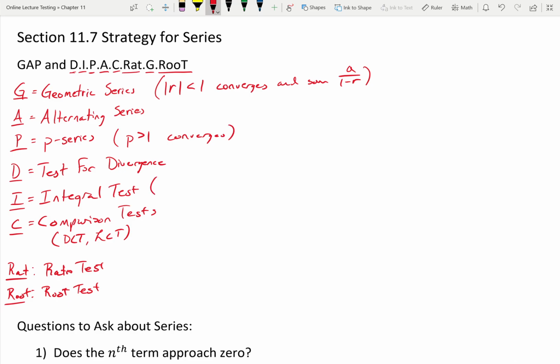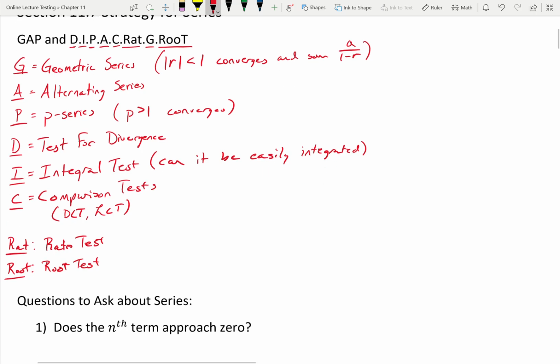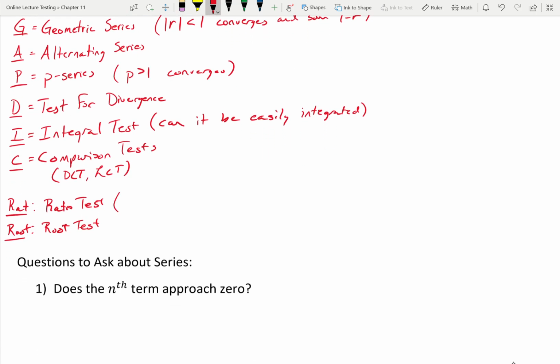The integral test is really handy, but the big thing in here is: can it be easily integrated? So let me put that. Can it be easily integrated? Because you might have an easier test to go with it. Like, is it a P series? Can you use the comparison test? That type of thing. All right. Ratio test: don't use, and I'm going to put that on here, on rational expressions.